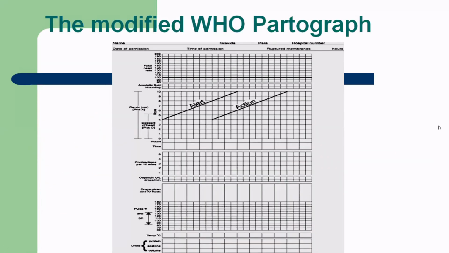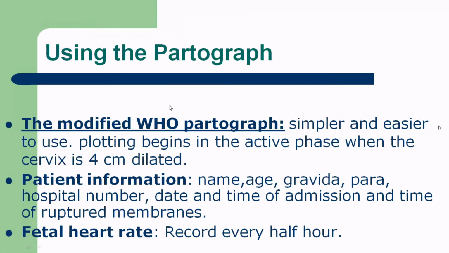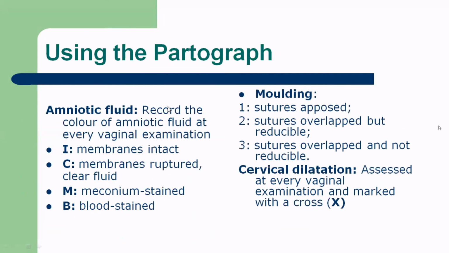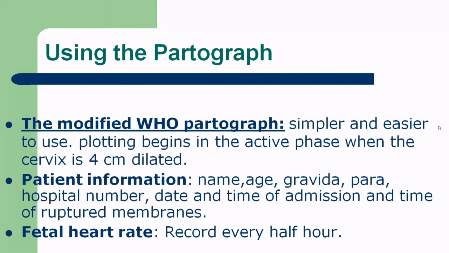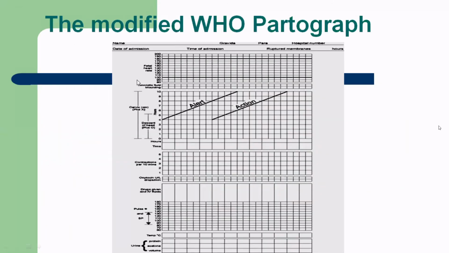Okay. This is the modified WHO partograph. This is already printed in the paper, and you only need to plot and fill in the parts. This part and these segments can be variable in different partographs, but all these components should be present. This part is for the identification of the patient. This part is for recording of the fetal heart rate. This is the main part of the partograph. This is for amniotic fluid and molding. If there is any, you have to note it down here.